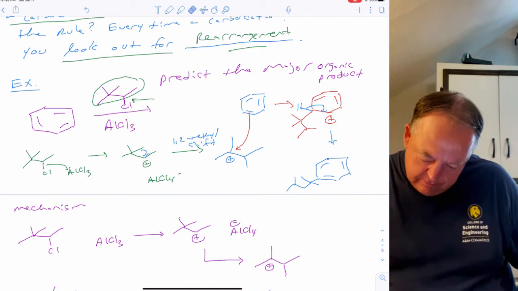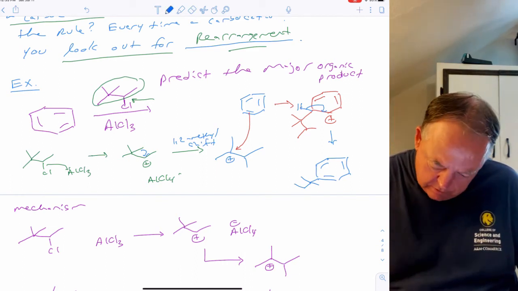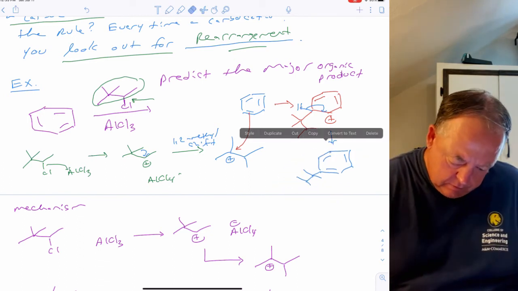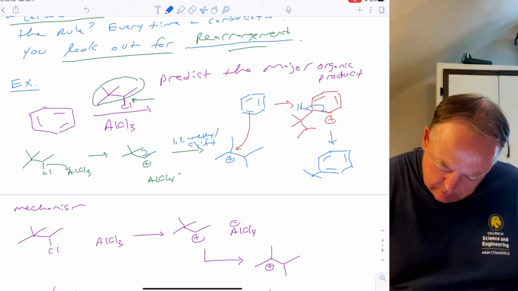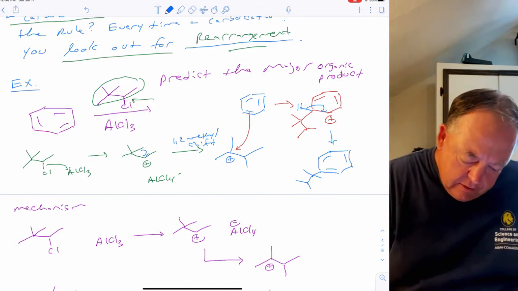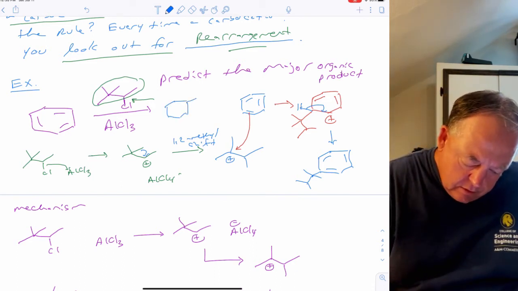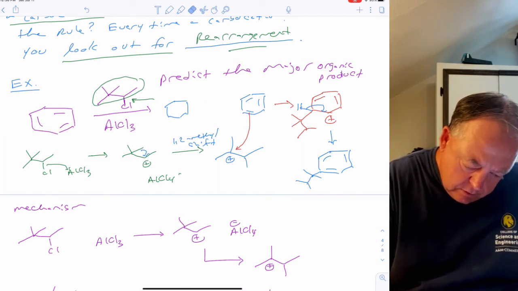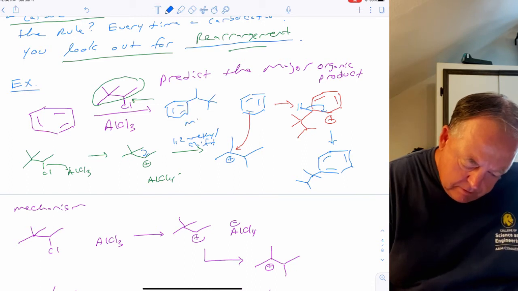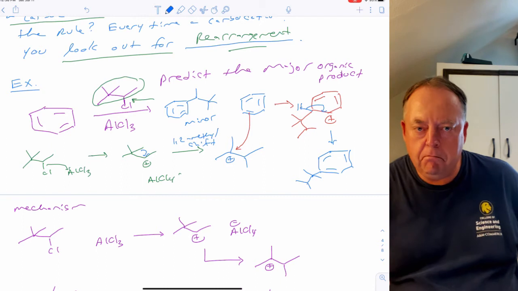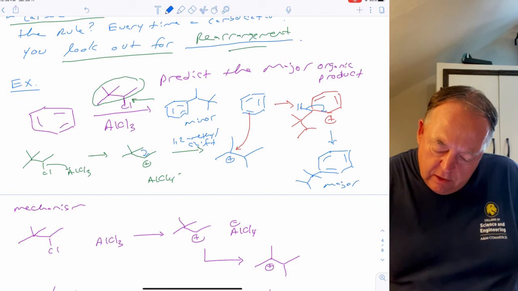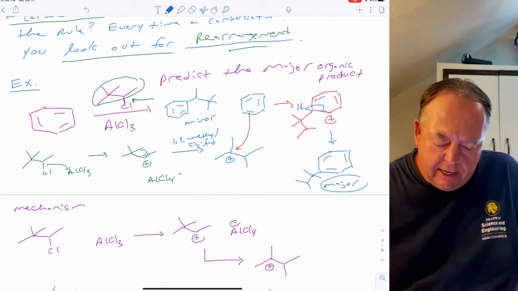That's not right. Let's try again. That would be your major organic product. So you would make some of that, but that would be the minor product, and this would be your major organic product, which you only recognize if you remember the carbocation rearrangement.